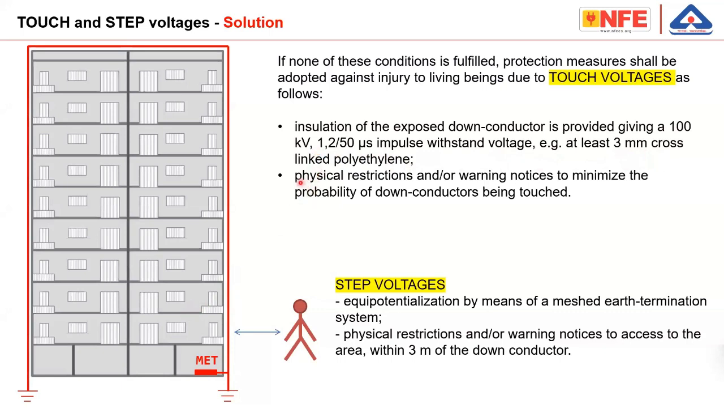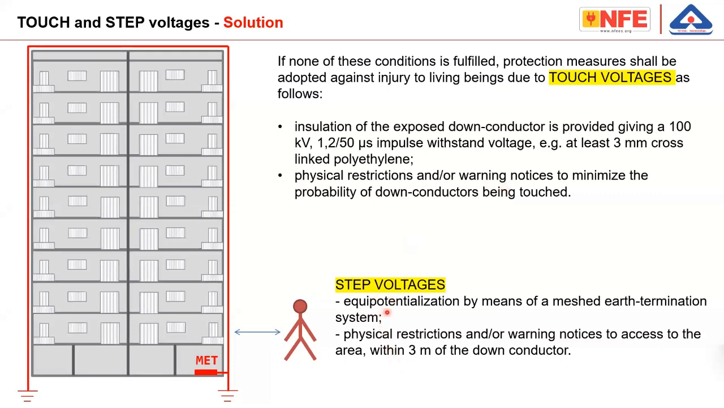Then the second recommendation is a physical restriction or warning notice. So you put a barrier so that nobody goes near the down conductor, which is unfortunately very difficult. Or you put a warning notice that people should not go near the down conductor during this time. But whether people will read it, really understand and do it properly is a question.